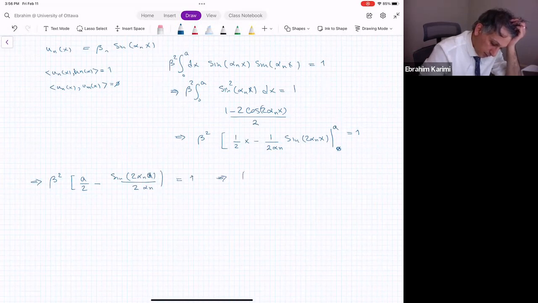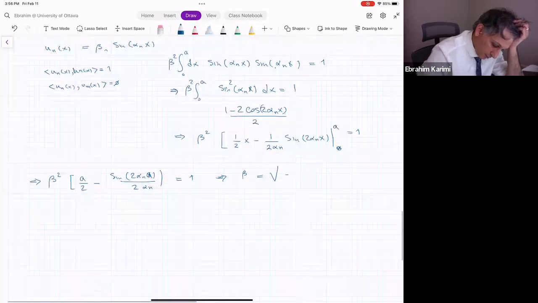Therefore, beta power of 2, or beta, is equal to the square root of 2 divided by a, times 1 divided by a minus 2 sine of 2 alpha_n a divided by 2 alpha_n.